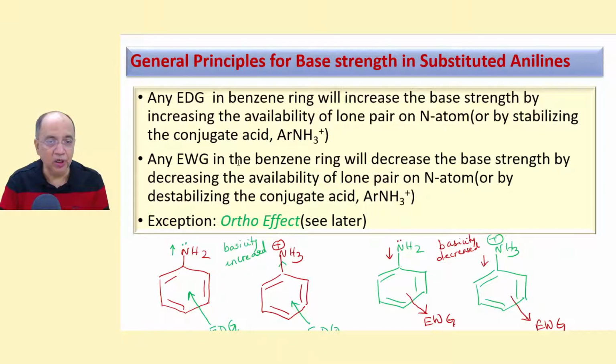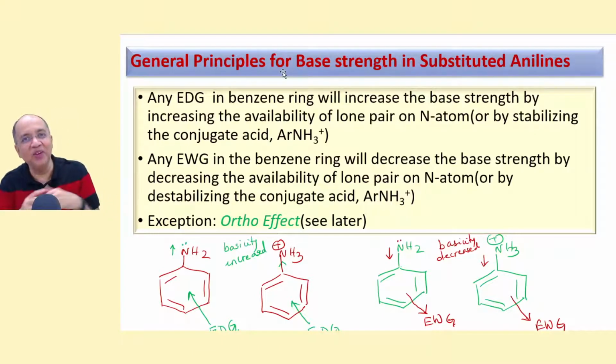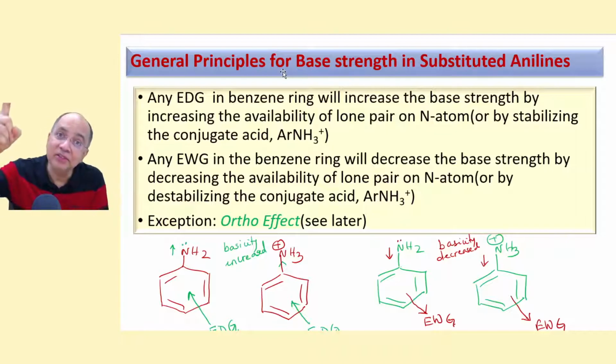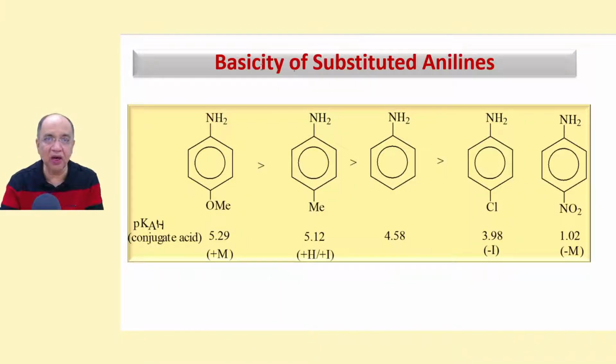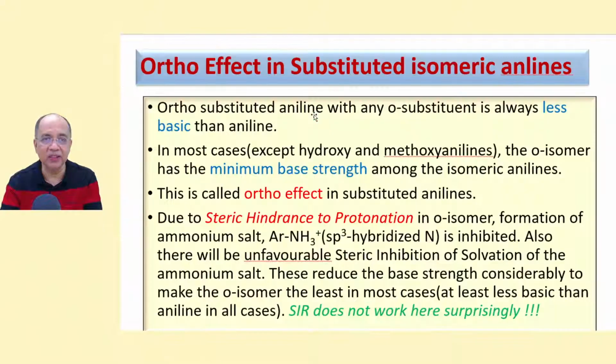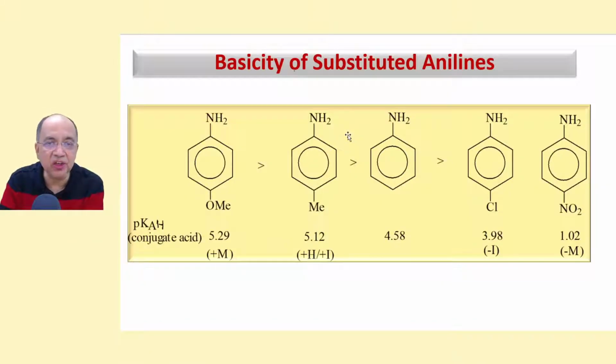That I have explained. But like benzoic acid, aniline experiences an ortho effect, but in the opposite way. In benzoic acid, the ortho isomer makes it number 1. But in aniline, the ortho effect will make it last, number last, the weakest base. We are talking of base. We'll see how and why the ortho effect in aniline makes any ortho isomer weaker than aniline. Before we study the ortho effect, let us see the general principle.